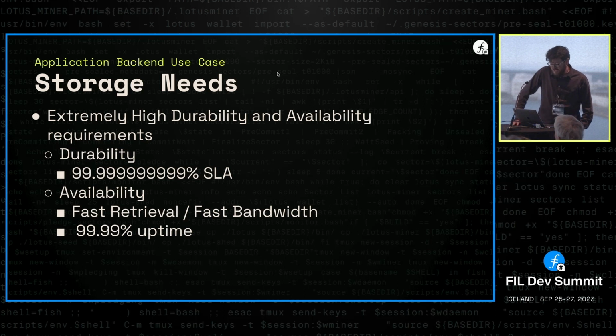For these ones, the key things are both high durability and availability requirements, which is fun: 11 nines durability, fast retrieval, and fast bandwidth. That's key here too, because if you have a lot of these, they're going to swamp your network. You're going to fill up every single gigabit of bandwidth, causing enormous issues. So it's hard to maintain revenue streams with that. And then 99.99% uptime. They expect it to always be up. If it goes down, they go down.